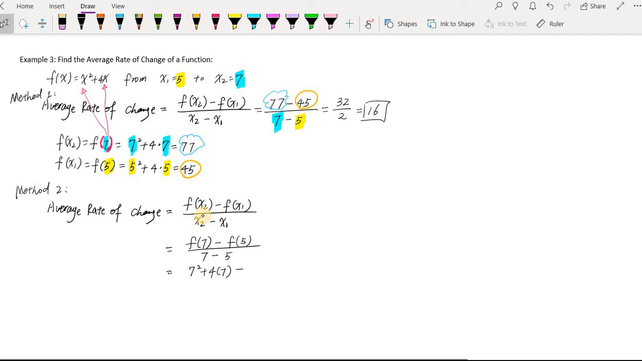And then subtract. I put a big parenthesis right here. So I'm going to plug in 5 for this. That will be 5 squared plus 4 times 5, and then the whole thing over 7 minus 5. The only difference is I'm doing everything at once. If this confuses you, just forget about it. You're actually doing the same thing. The first part will give you 77, the second part will give you 45, and then you have exactly the same step right there. So your final answer is the same, 16.